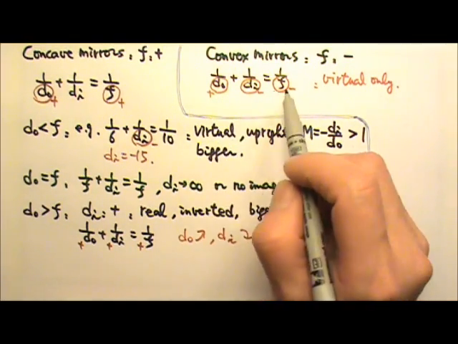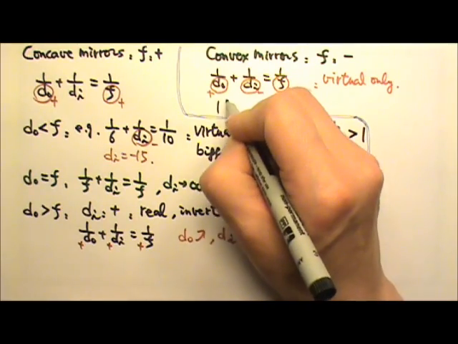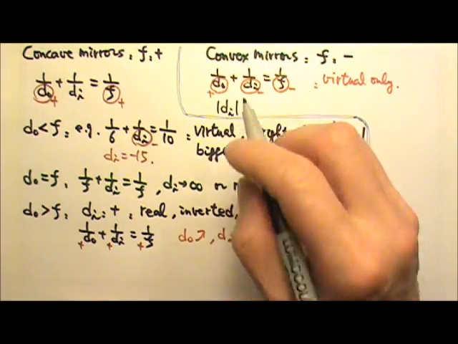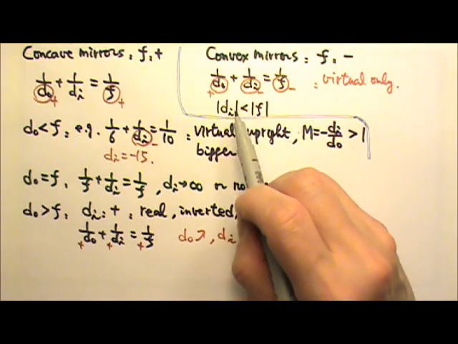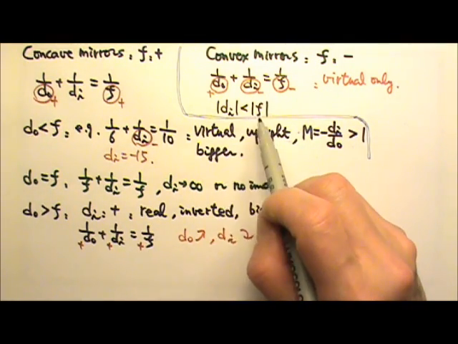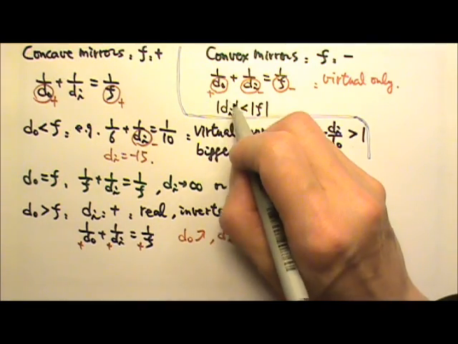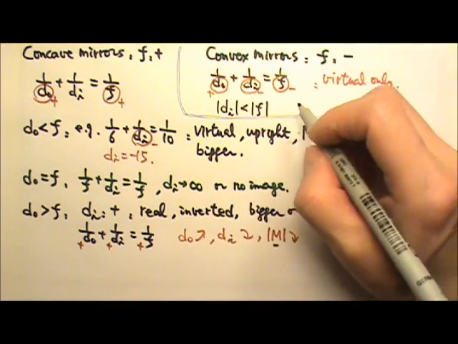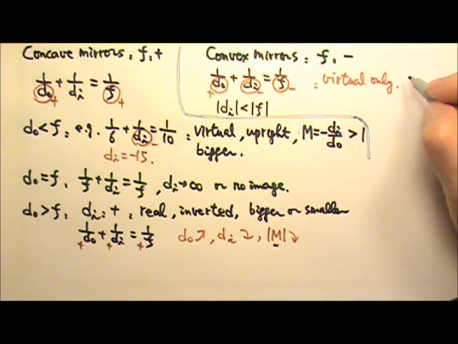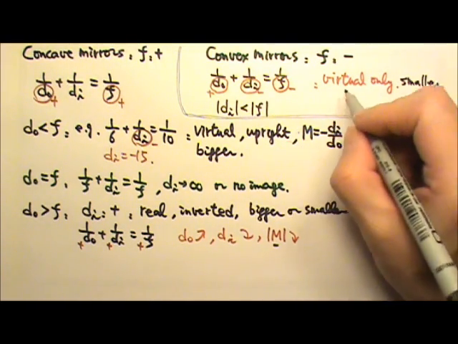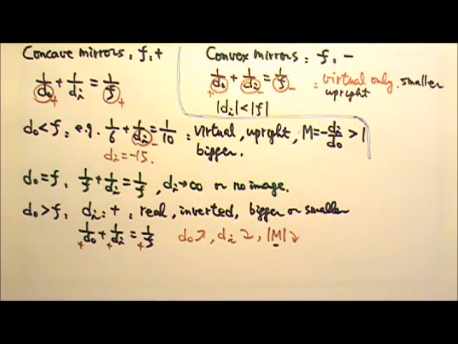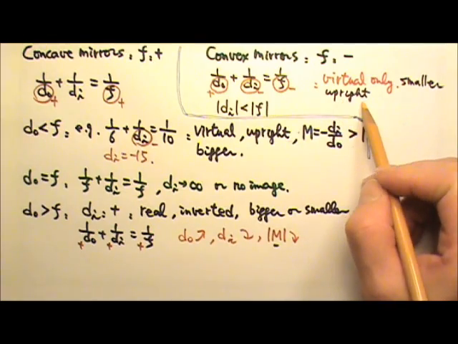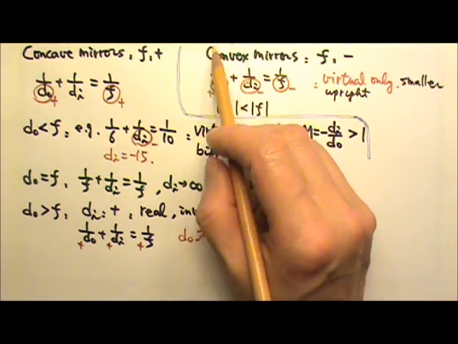And if we work out the numbers, we will find that the absolute value of dI is always going to be less than f, which means the images are always formed within the focal length. Since the images are formed close by, that means the virtual images are always smaller. So these are virtual upright images that are smaller. So when a mirror forms a smaller upright image, we know the mirror must be a convex mirror.